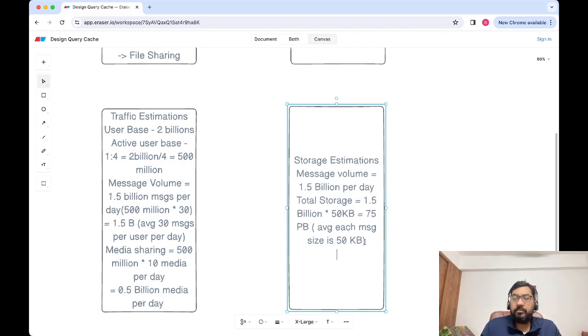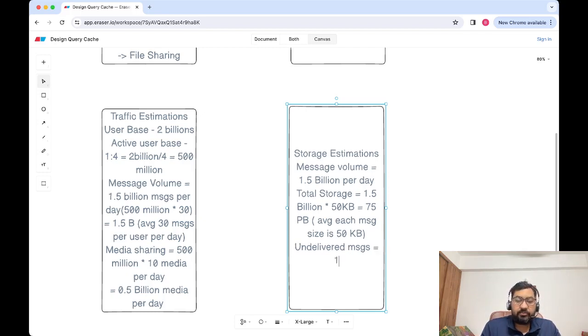Now when we talk about undelivered messages, all the messages might not get delivered to the user wherever required. So we need to talk about undelivered messages. Here again, let's say our ratio is 1 in 10 of those messages. Out of 10 messages, one message is undelivered, so it does not reach the receiver. In that case, we are going to store only undelivered messages. We are not going to store the delivered messages because they have already been sent.